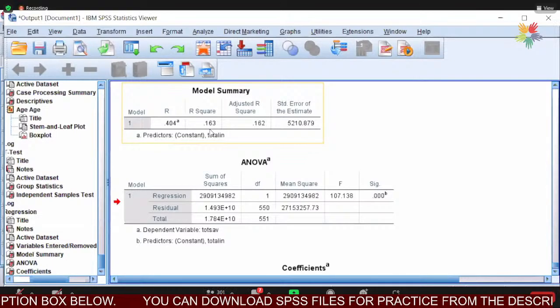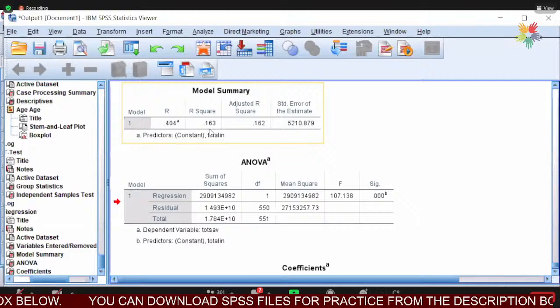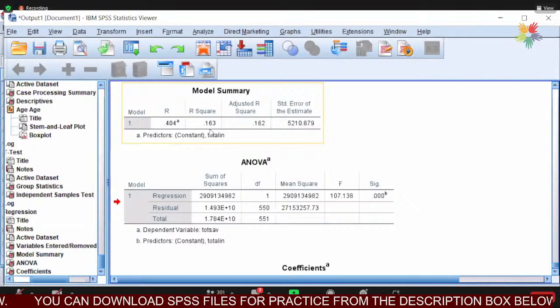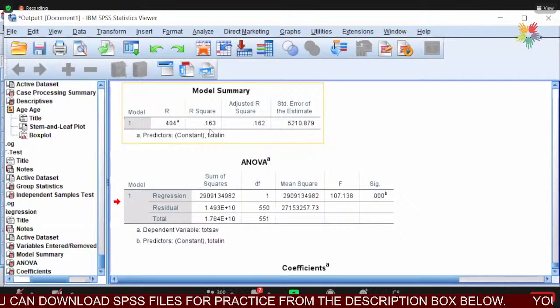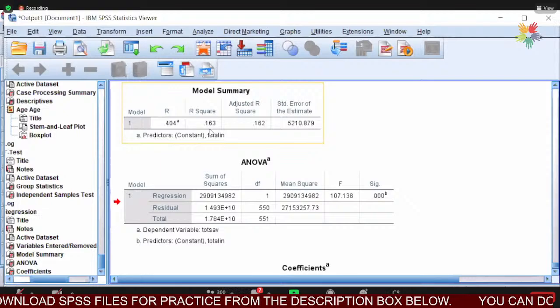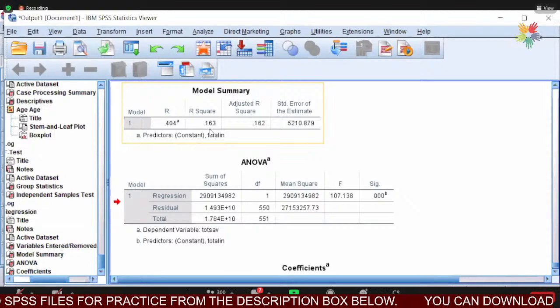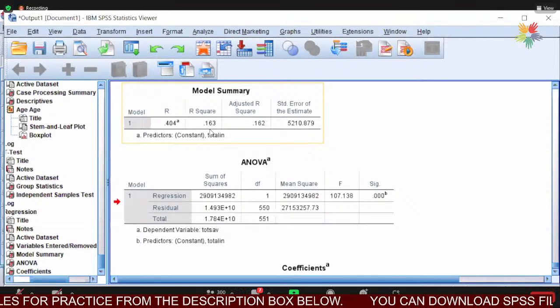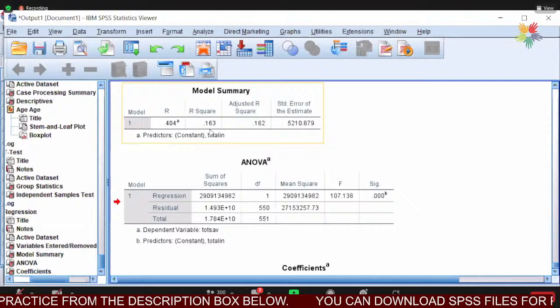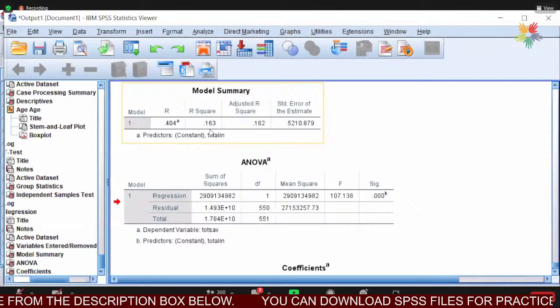So let me tell it another way: 16% of saving is dependent upon the income. 16% of the saving changes is due to the income. So that is the degree of determination under the R square.